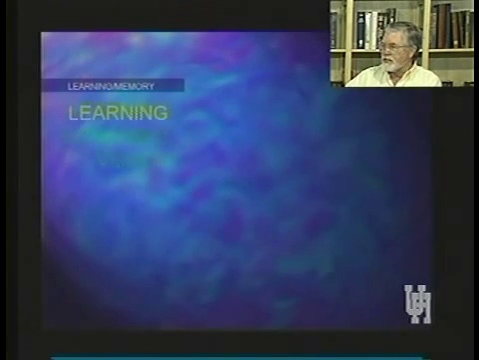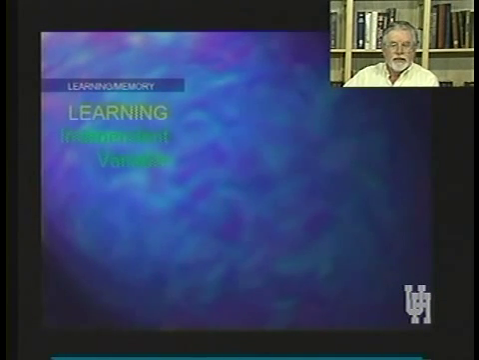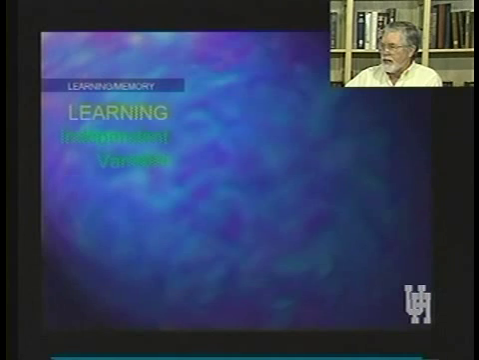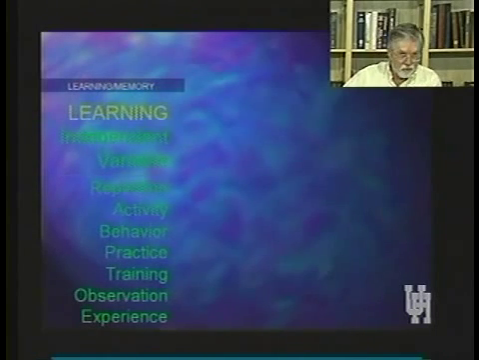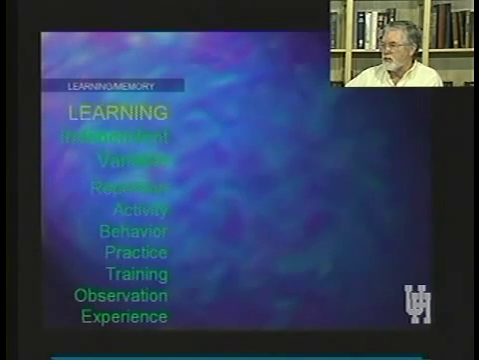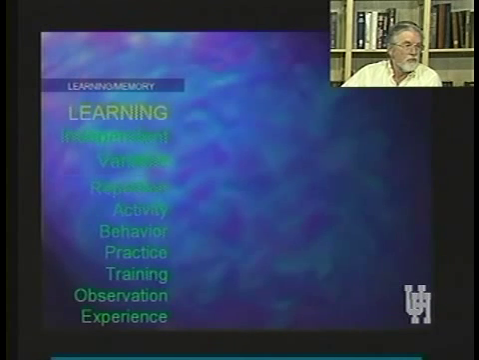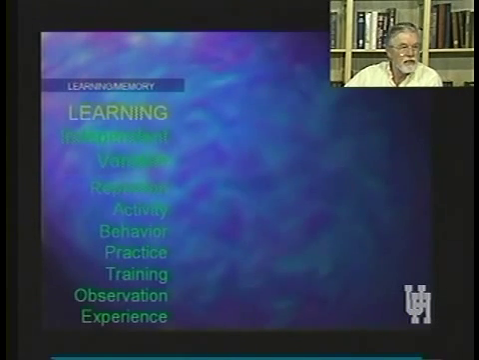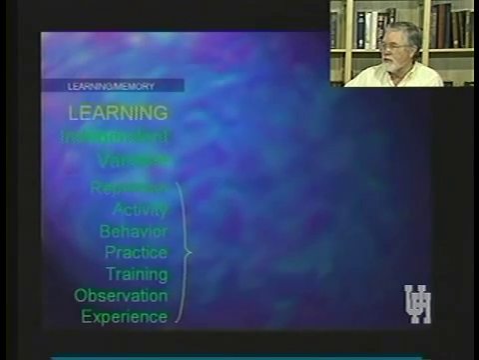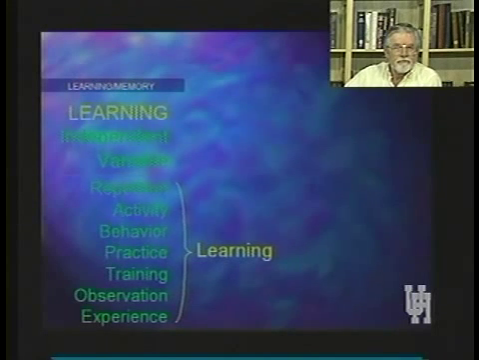Now, to put this in a context for you, I want to set it up as an intervening variable. In essence, what I'm going to suggest is that learning has a number of different independent variables which will lead to learning. Repetition is one, with the proviso that I gave you a couple of minutes ago. Being active is another way. Behaving, any of the words that are listed there, practice, training, observation, experience, all of those will lead to this condition that we call learning.